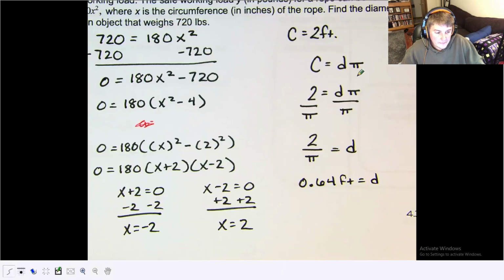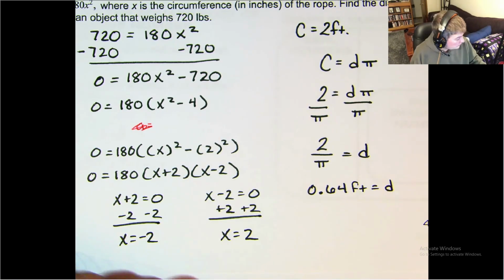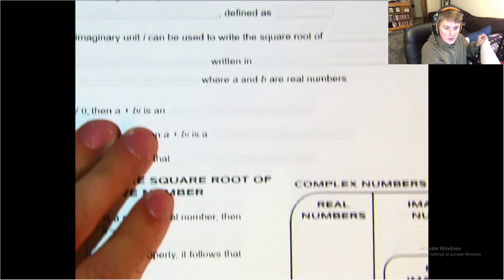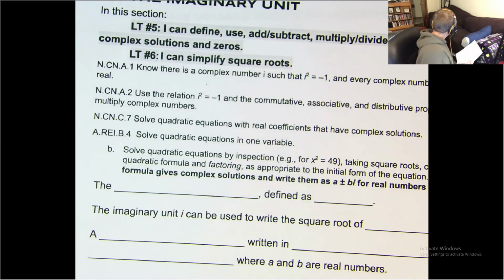All right. Otherwise, that is the end of this section. Feel free to move on to the homework, and I will see you next time for our first look into complex solutions, which will involve an imaginary unit.